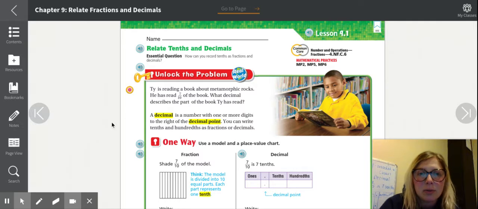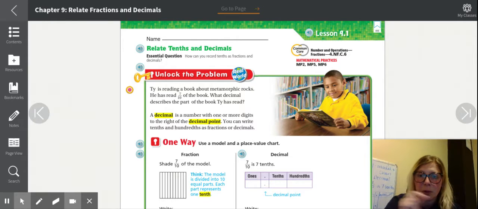It says Ty is reading a book about metamorphic rocks. He has read 7/10 of the book. So 7 out of 10 parts of the book. What decimal describes the part of the book that Ty has read? A decimal is a number with one or more digits to the right of the decimal point. And we'll talk about that with a place value chart.